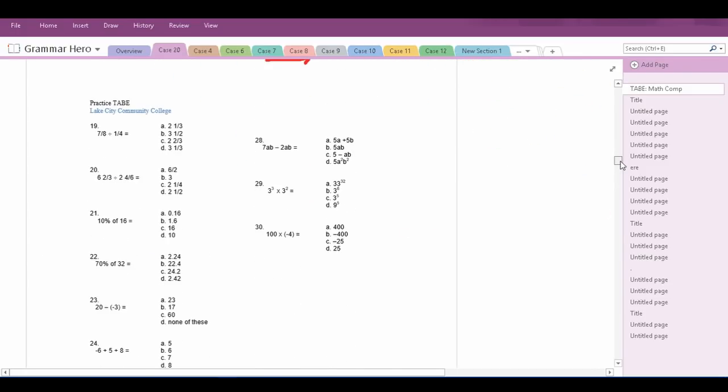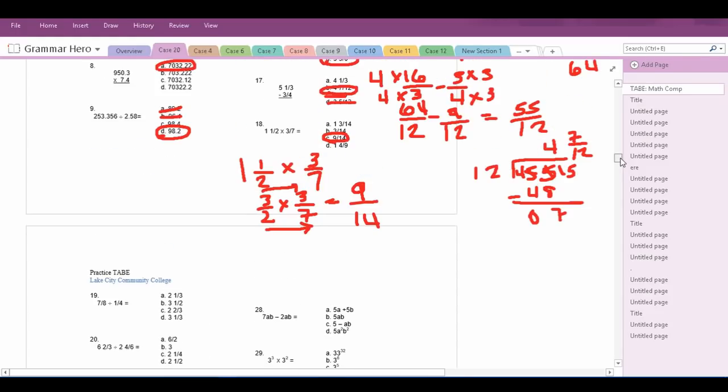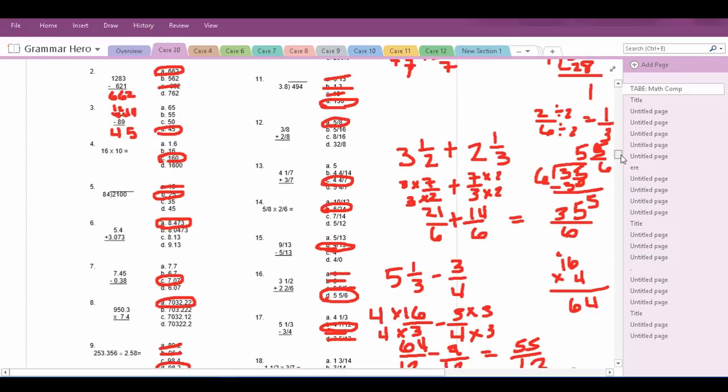Okay, we're almost done. We have 11 more to go. And some of these are very simple. We're actually past the hardest part of the math computation section.